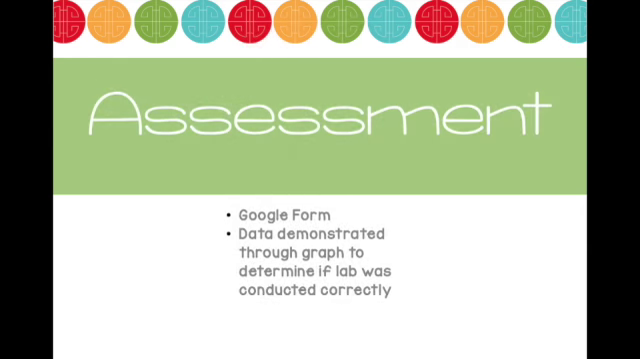And then finally, assessment. The Google form will assess them, and also I can look at their graph, and just by glancing at their graph, I can tell whether or not they did the lab correctly. If their thermometer number 2, the one that was in the jar, is not significantly higher than the one that is not in the jar, then I know something went wrong with the lab, and that's when I check in with that lab group and say, what went wrong?